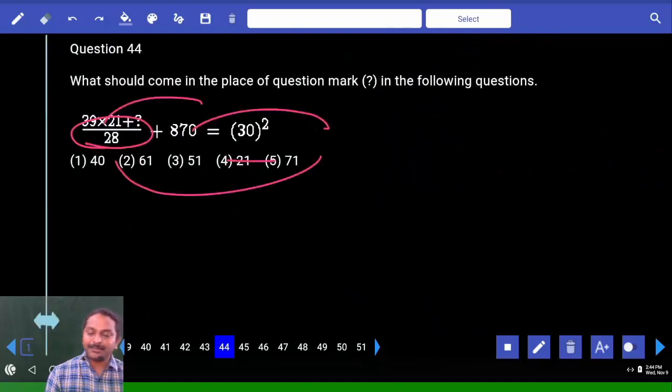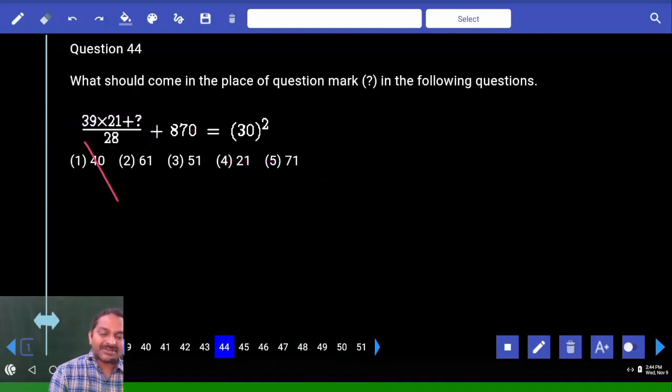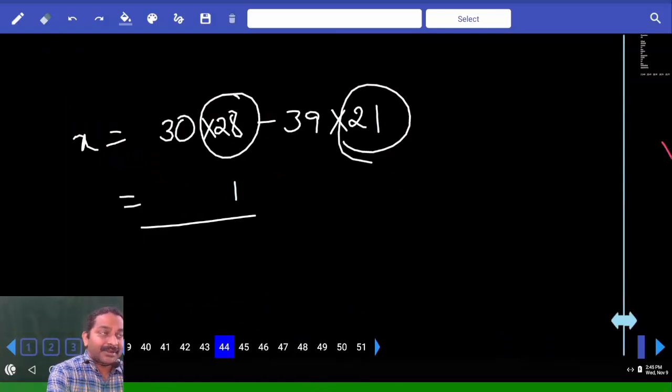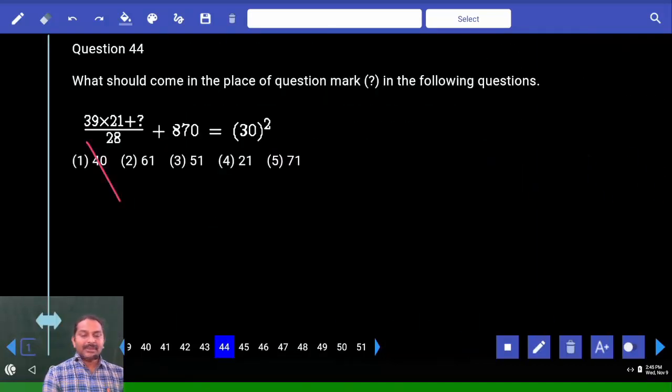How many options are there? 4 options are there. Now let's change the logic. Do you see a 7 multiple? Yes. Do you see a 7 multiple? Yes. Difference also 7. Can it be second? No. Can it be third? No. Can it be fourth? Yes. Can it be fifth? No. Fourth final. You don't have to solve it.